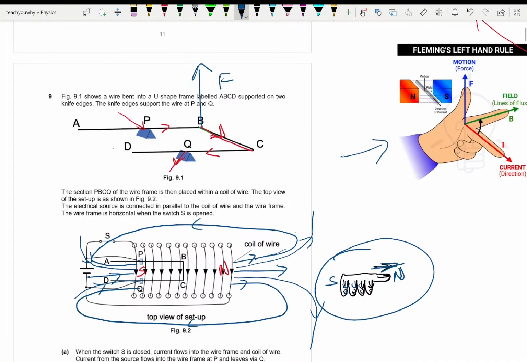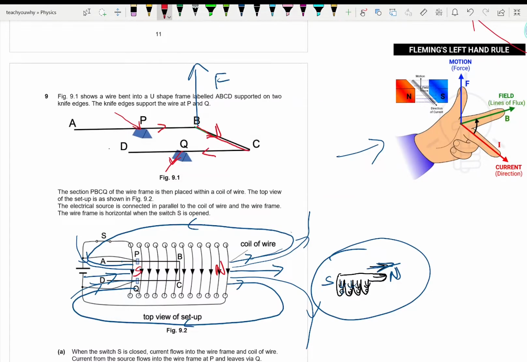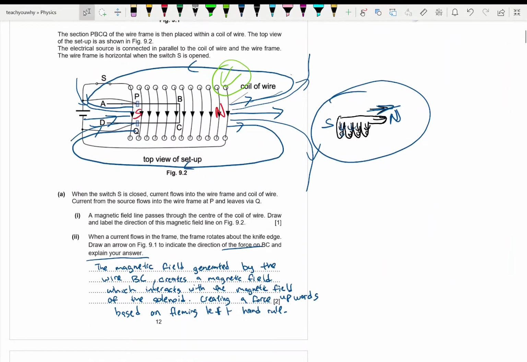What I'm trying to say is that whenever there is a current passing through a wire, BC is a wire, so it creates a magnetic field here. It's very confusing. There is a current here in BC, so there is a magnetic field this way. At the same time you also have a magnetic field due to this solenoid here, in this direction as shown in the green. So the red magnetic field and the green magnetic field both interact with each other to create this force F. That's how I answer.